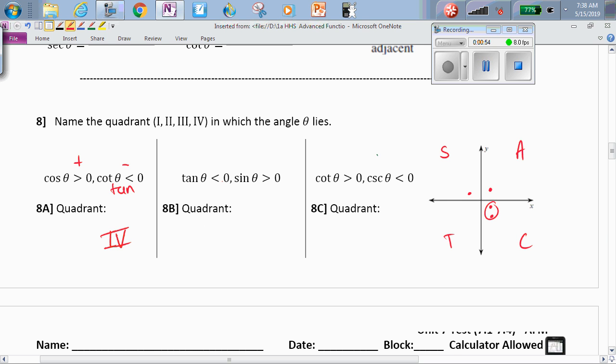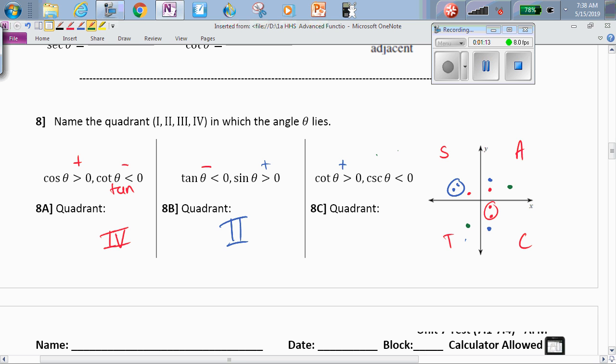Part B. So tan is negative, so I'm going to look at these 2 quadrants here where tan is negative, and sine is positive here and here, they overlap in quadrant 2. This one, cotangent is positive, or tangent is positive here and here. Cosecant, which is the reciprocal of sine, is negative in quadrants 3 and 4, therefore they overlap in quadrant 3.